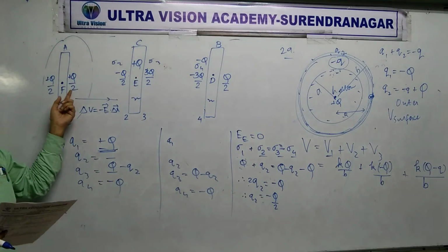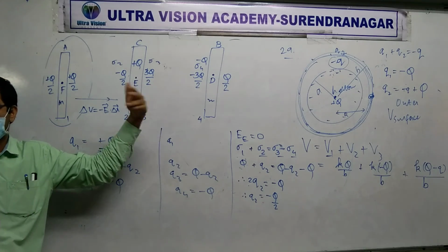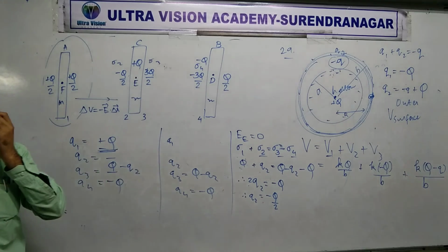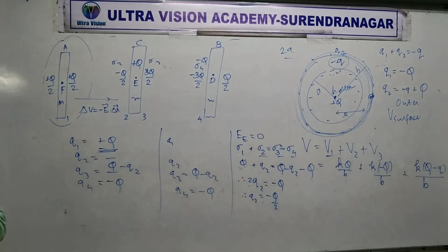But here, this charge is only Q and that charge is 3Q by 2. So here the electric field will be stronger. Make sense or not? Yes. That's why the potentials will not be the same. The potential differences will not be equal. We have to pick the not correct statement. Clear or not? The answer will be D. A, B and C are definitely right. Okay.